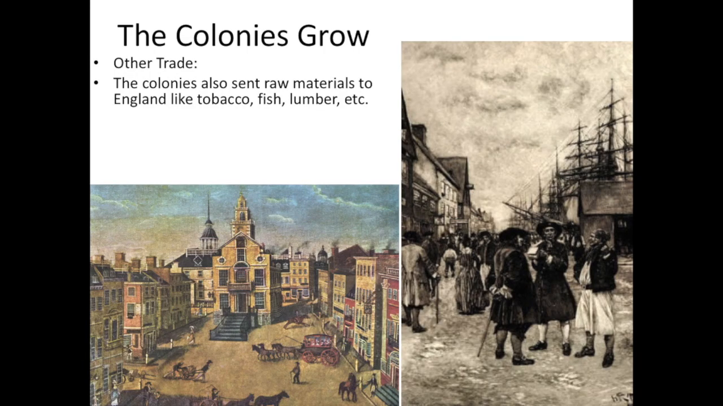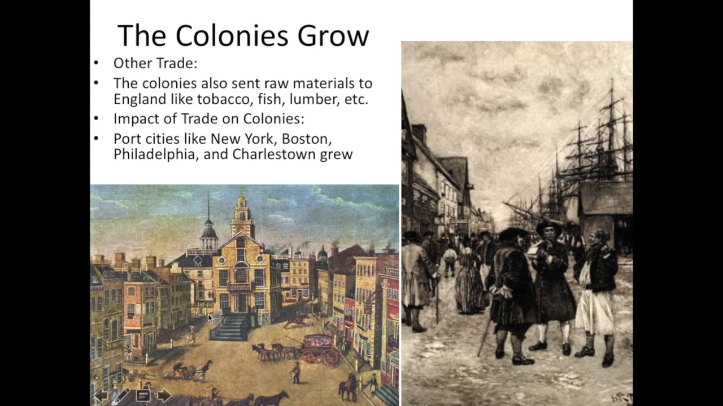One other thing to note about this is that this trade that's occurring is going to make any city that occurs along the coast, like Boston, which is shown here, these cities are going to grow and flourish. They are going to become very wealthy. So your major port cities at the time, most of them are going to be in the northern part of the colonies, in the New England colonies. They're going to include New York, they're going to include Boston, they're going to include Philadelphia, and they're going to include Charleston, or Charlestown at the time.